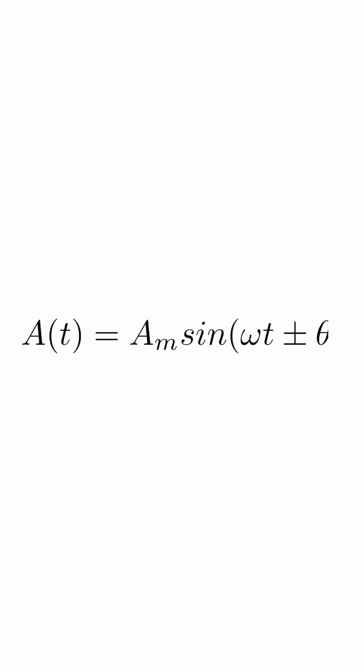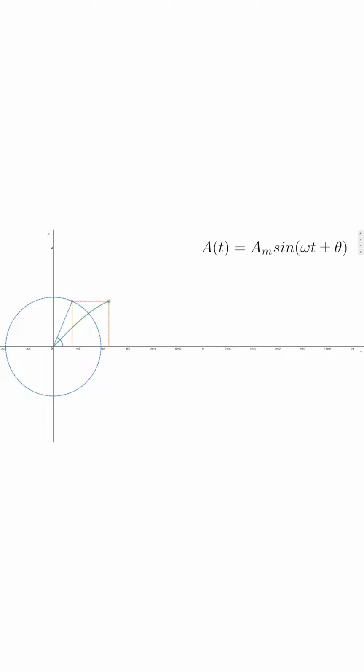We can now generalize all sine waves using the form: amplitude with time is equal to peak amplitude times sine(omega t plus or minus theta). A is the amplitude of the wave, equal to the radius of the unit circle.